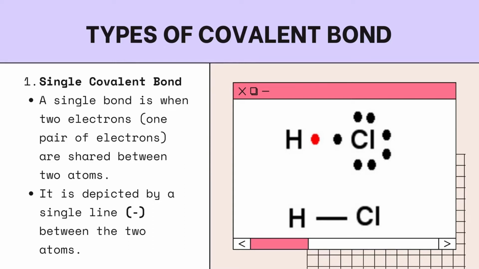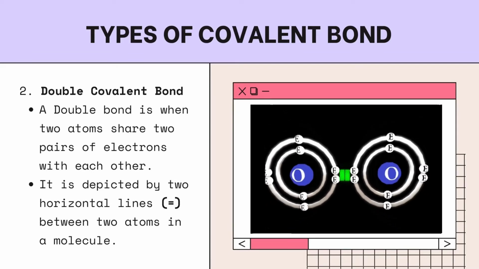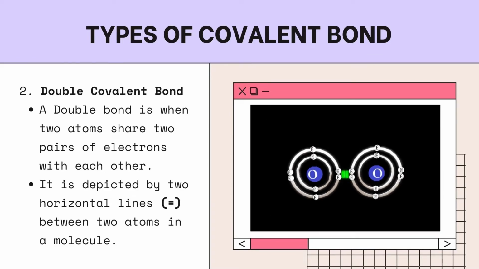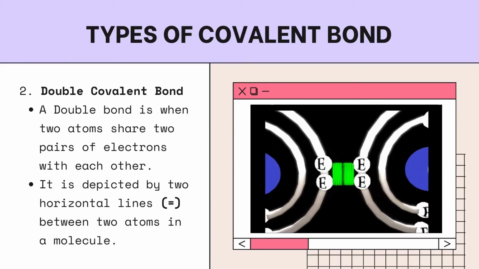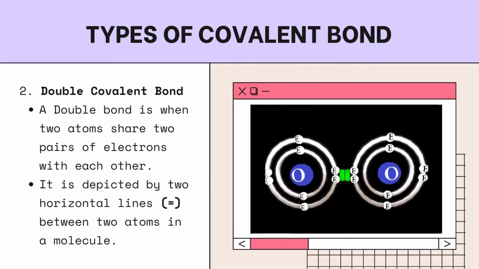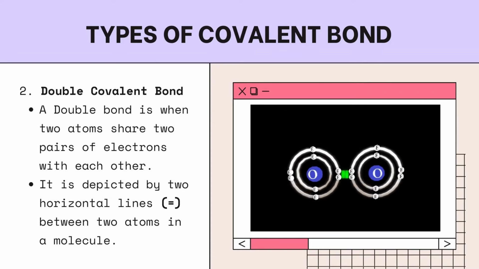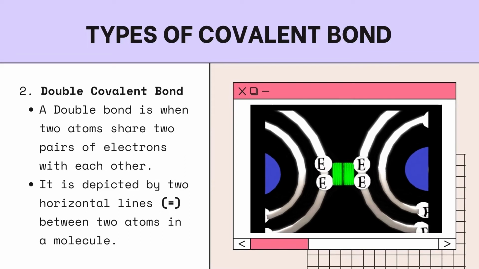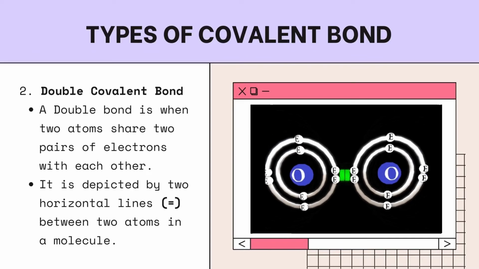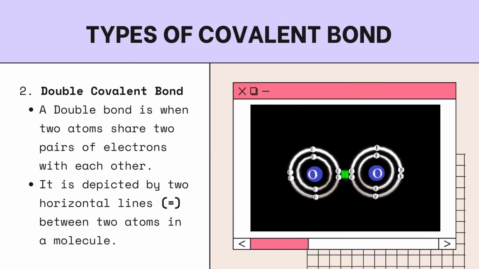So let's continue. Double covalent bond. A double bond is when two atoms share two pairs of electrons with each other. It is depicted by two horizontal lines between two atoms in a molecule. This type of bond is much stronger than a single bond, but less stable. This is due to its greater amount of reactivity compared to a single bond.